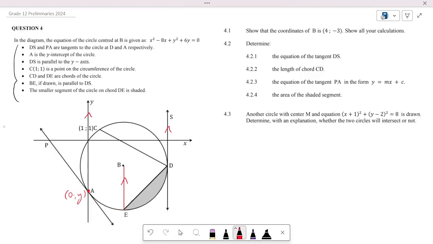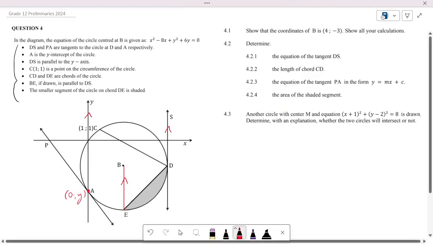And then we have the last piece of information, which is that the smaller segment of the circle on the chord is DE. So they're saying this over here. They have a shaded region, so I assume there's probably going to be a question about finding the area of this. I love these types of questions where they say find the area of the shaded region. Oh, here we go, I see it over here. Okay, so let's start with the questions now.